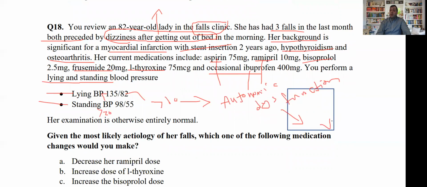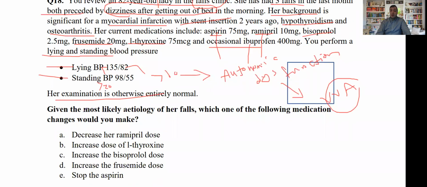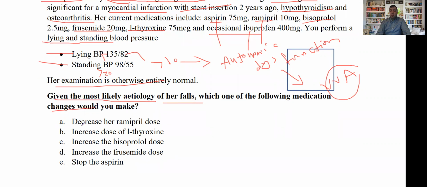She's getting a vasovagal attack. This can be suspected by this lying and standing blood pressure test, and this can explain her episodes of dizziness after getting out of bed. Her examination is otherwise entirely normal. Given the most likely etiology of her fall, which one of the following medication changes would you make?